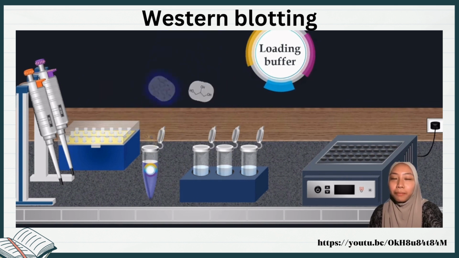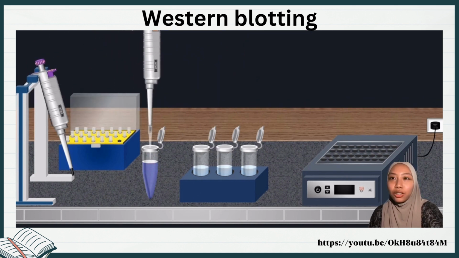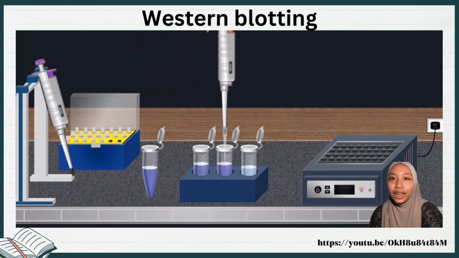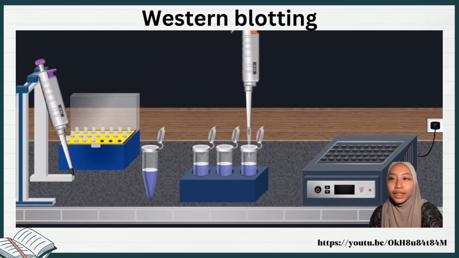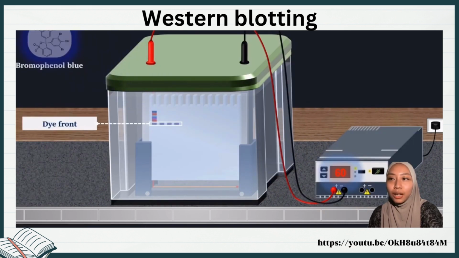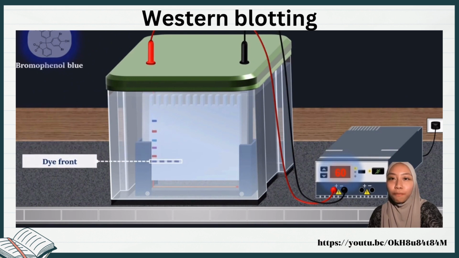First step is sample preparation. It involves the extraction of protein from different samples such as cells. They are broken down by sonication, and once done, the quantity of protein needs to be determined. Second step is gel electrophoresis. Separation of protein is based on their charge and molecular weight. We will use native PAGE.